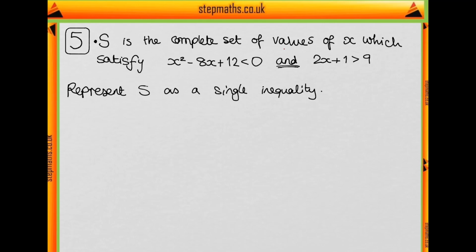So the natural first step would be to work out what values of x will satisfy these two inequalities separately first. So have a go at that. Which values of x satisfy this and which satisfy this?